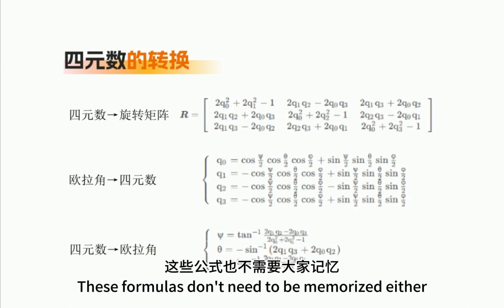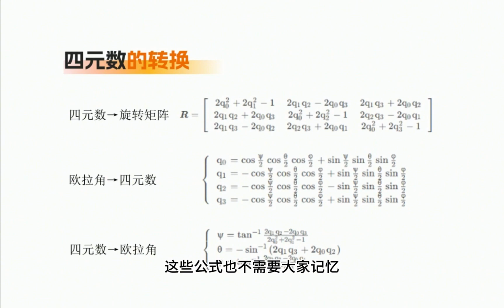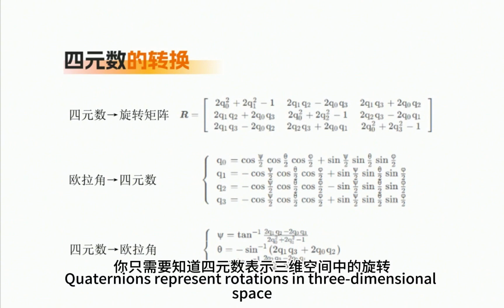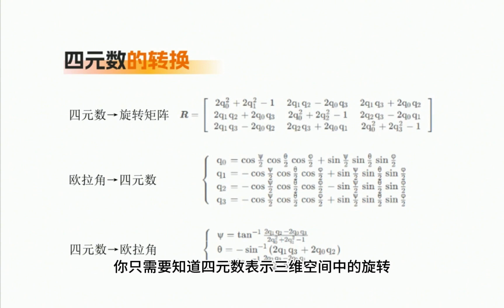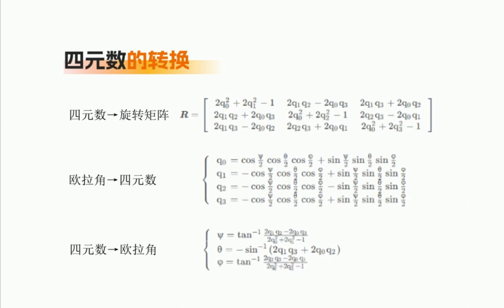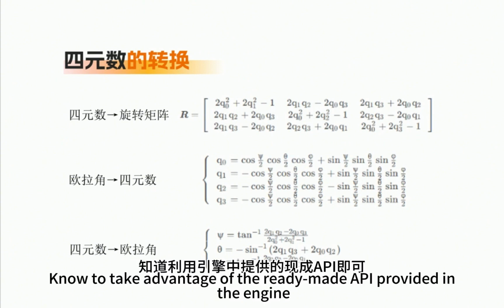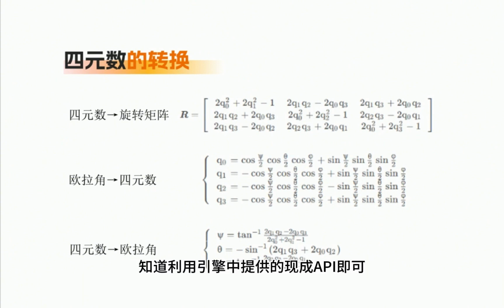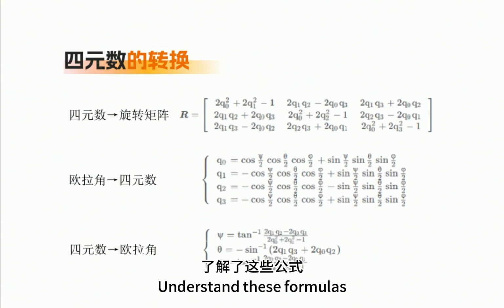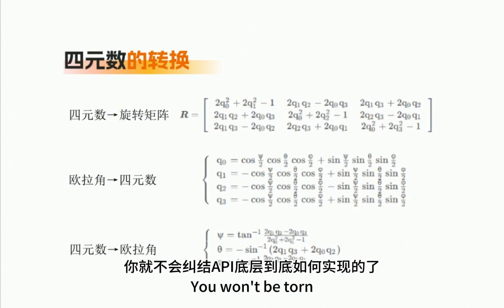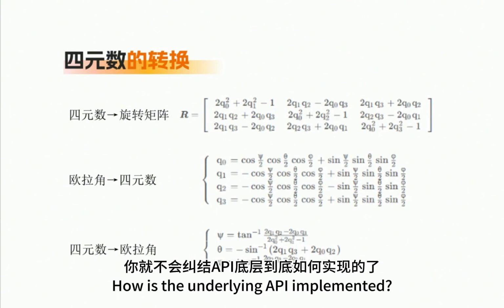These formulas don't need to be memorized either. You just need to know that quaternions represent rotations in three-dimensional space, and know to take advantage of the ready-made APIs provided in the engine. Understand these formulas, and you won't be confused about how the underlying API is implemented.